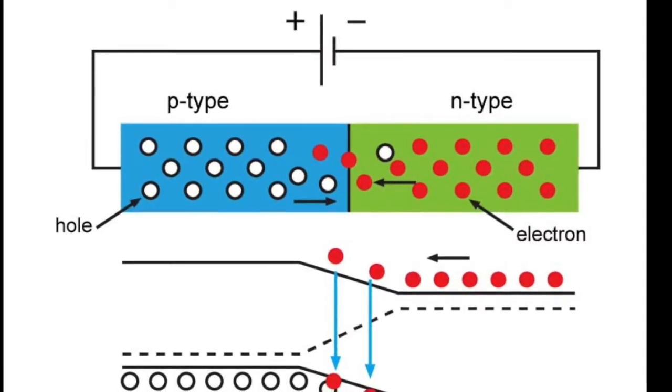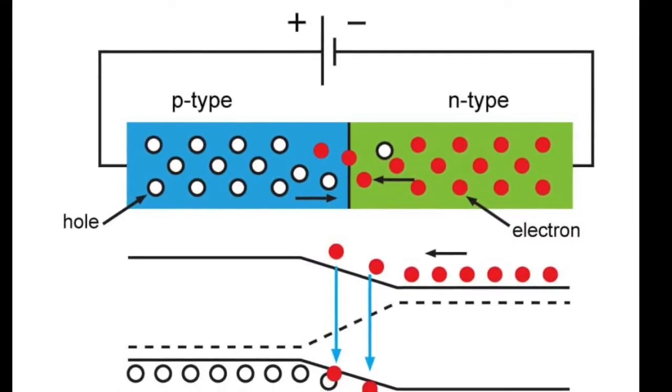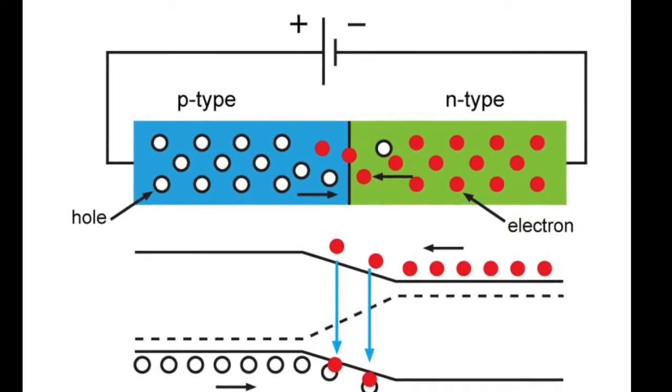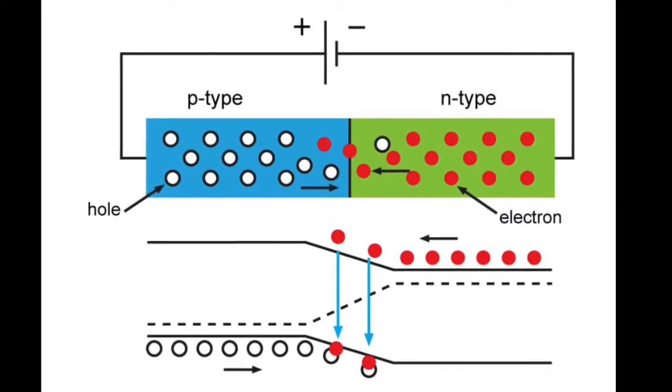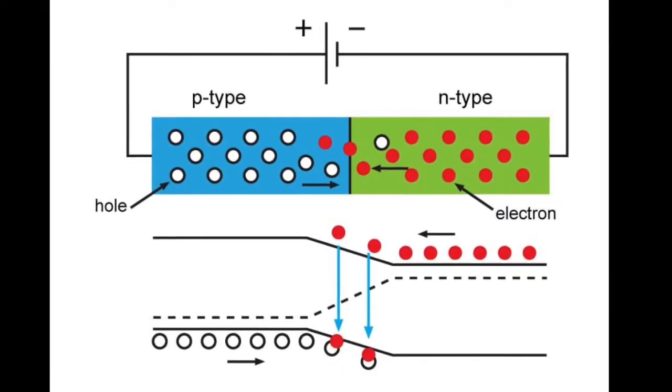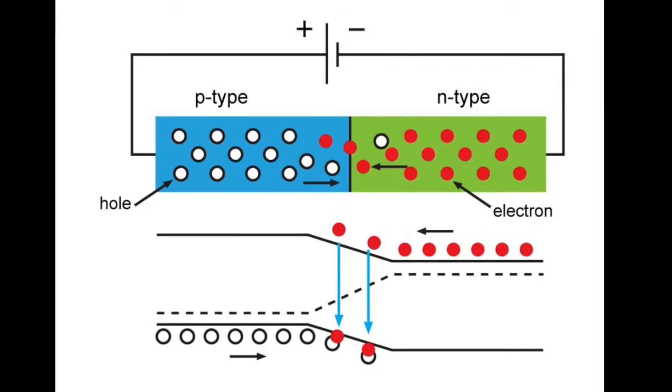When the N-type and P-type silicon comes into contact, free electrons on the N side jump to open spots on the P side, establishing an electric field. This field then helps push electrons from the positive side to the negative side.